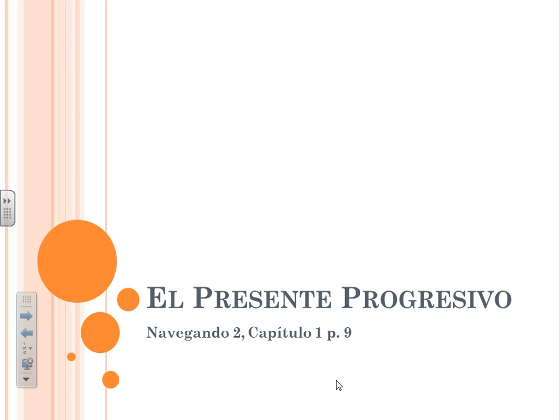El presente progresivo de Navegando 2, capítulo 1, está en la página 9. Go ahead and open your Los Apuntes de Español 2 libros, and let's begin the notes for the present progressive. Just go ahead and turn to the next blank page. Remember, if you need any additional information, this is on page 9 in your textbook.